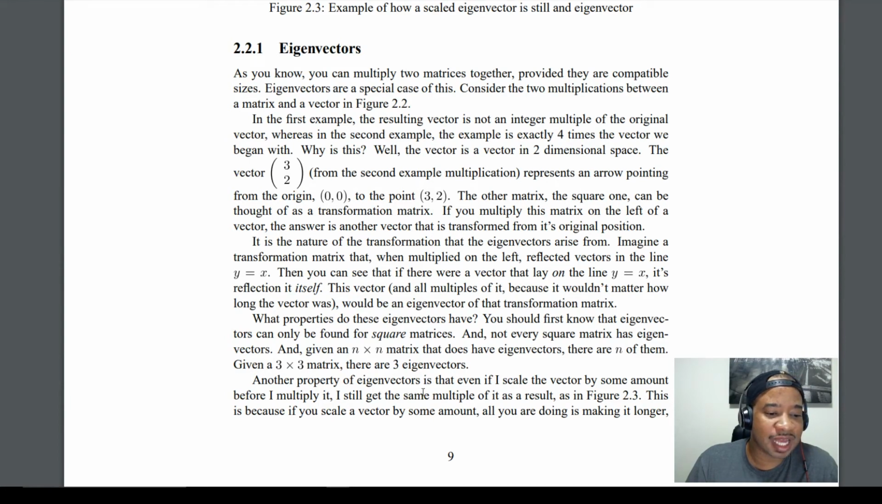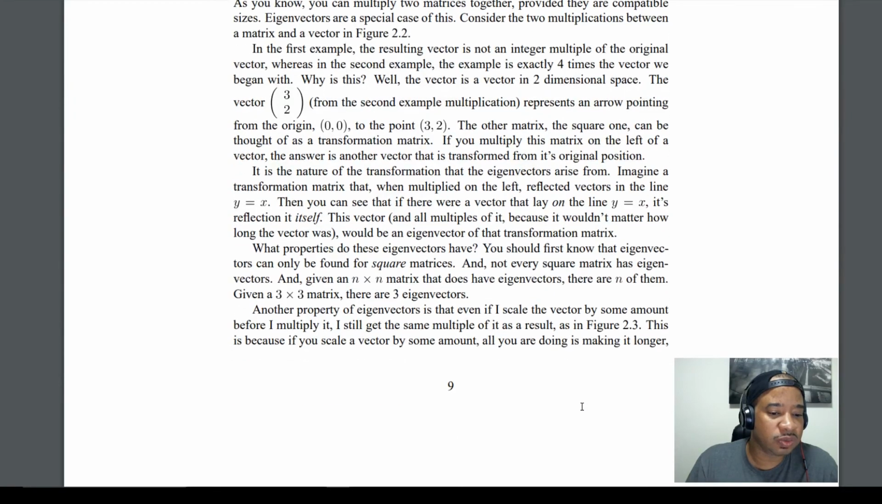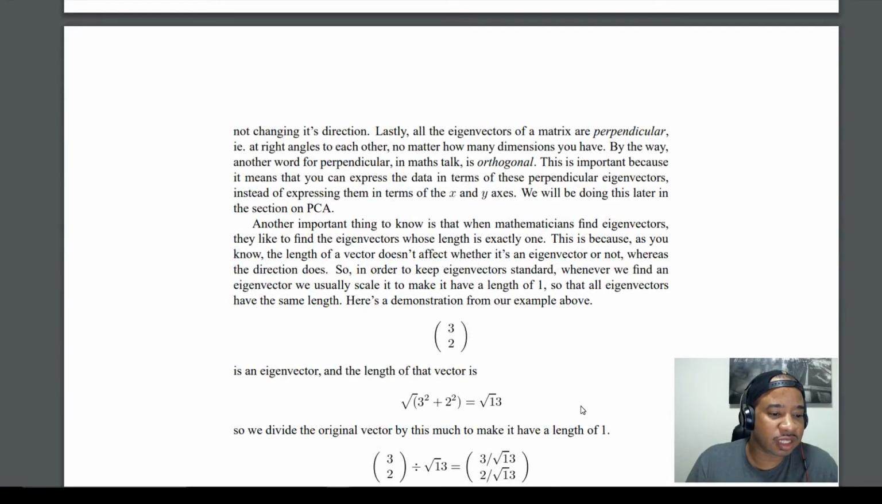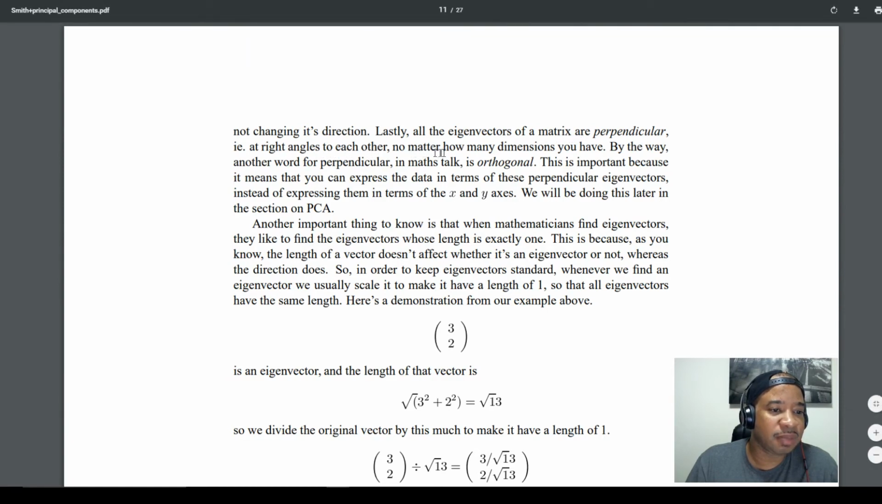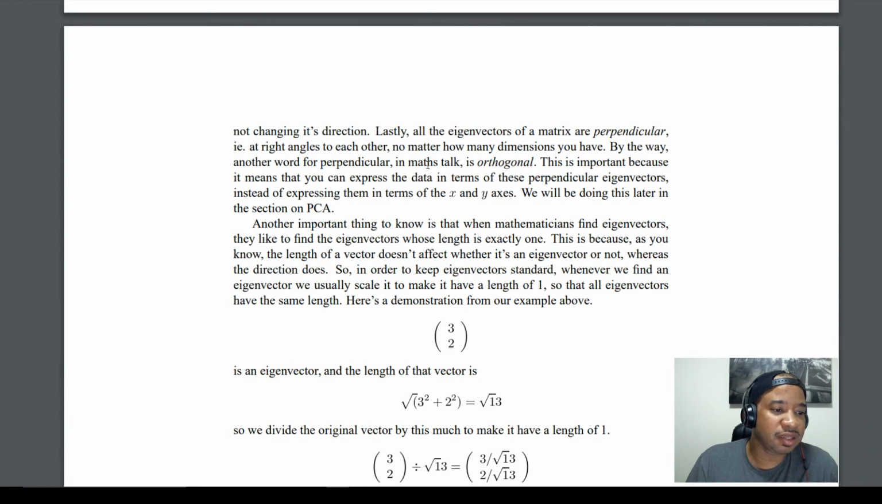Another property of eigenvectors is that even if I scale the vector by some amount before I multiply it, I still get the same multiple of it as a result, as in figure 2.3. This is because if you scale a vector by some amount, all you are doing is making it longer, not changing its direction. So you're changing its magnitude. Lastly, all eigenvectors of a matrix are perpendicular, at right angles to each other, no matter how many dimensions you have. By the way, another word for perpendicular in math talk is orthogonal. This is important because it means that you can express the data in terms of these perpendicular eigenvectors instead of expressing them in terms of x and y axes. We'll be doing this later in the section on PCA.